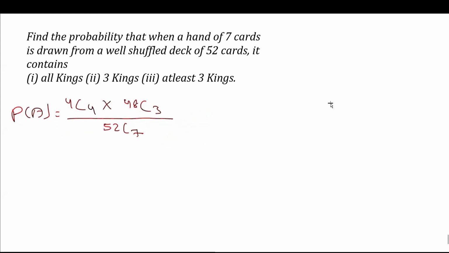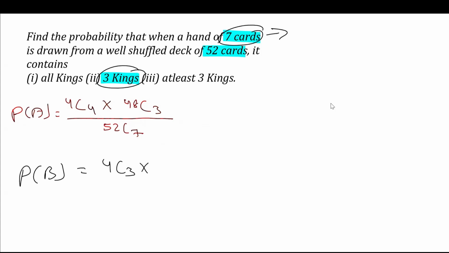Now for the second part, what is the case? This time we have again 52 cards, 7 cards are drawn, and this time there are 3 kings. So say PB, for the second part, we need 3 out of 4 kings. So from 4 kings, we are taking out 3 kings, and the remaining, that means out of 7 cards, if you have taken out 3 cards, we are yet to take out 4 cards, and these 4 cards will be from the non-king, that means 52 minus 4, that is 48. We have taken out 3 cards, so we require 4 more cards.